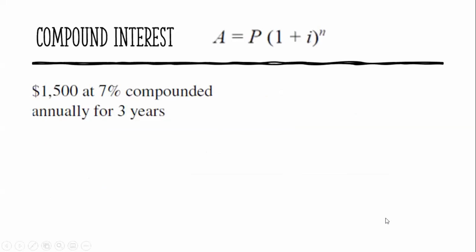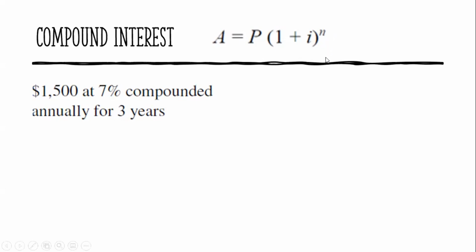So let's do our first question. I put the formula at the top here, just to remind you what this looks like. And it says, I have $1,500, that's the amount of money that I have. I'm going to get a 7% rate, and it's going to be compounded annually, which is once for the year, but I'm going to do that for 3 years. So for every time we do these questions, I'm going to ask you for the P, the i, and the n, the PIN.